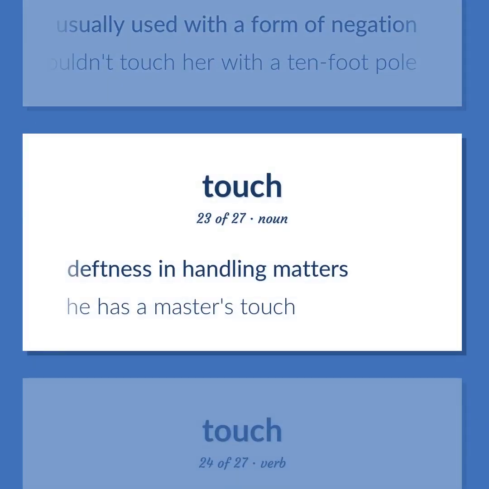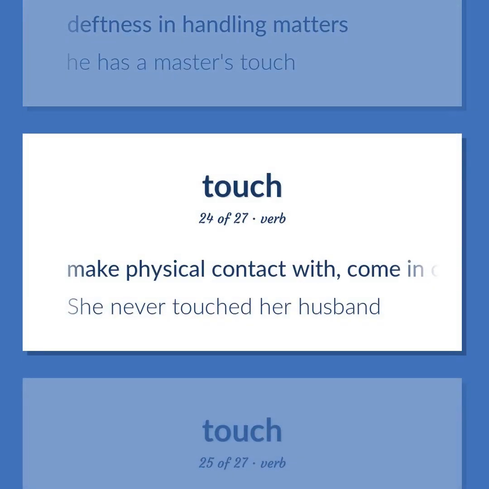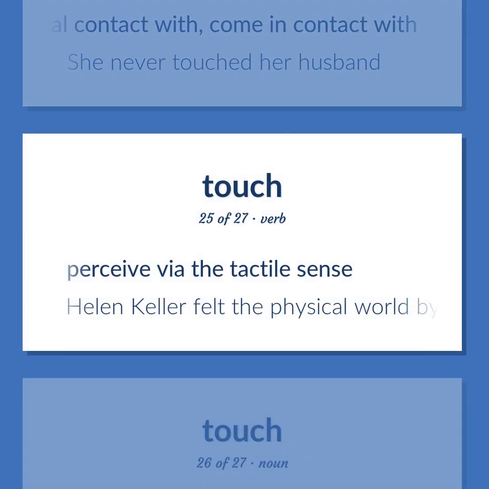Deftness in handling matters. He has a master's touch. Make physical contact with. Come in contact with. She never touched her husband. Perceive via the tactile sense. Helen Keller felt the physical world by touching people and objects around her.